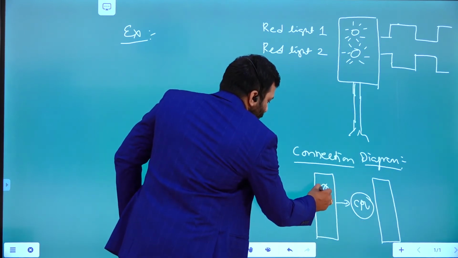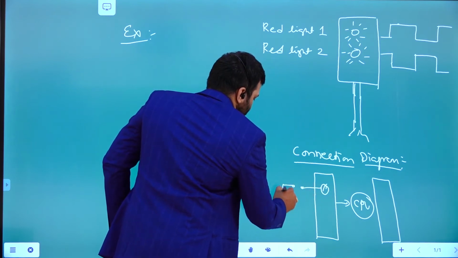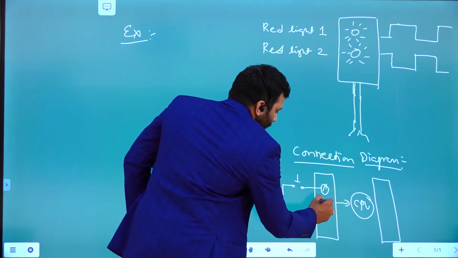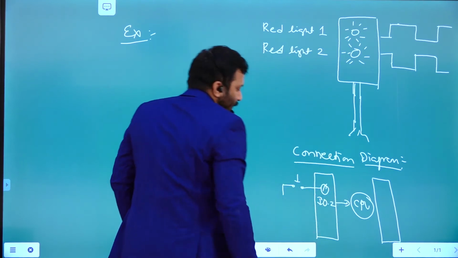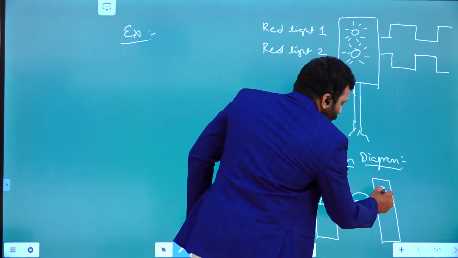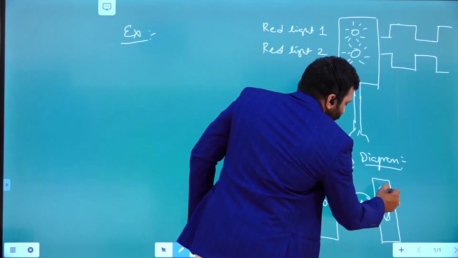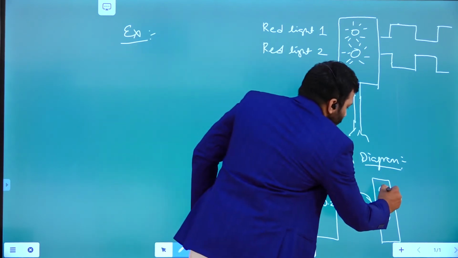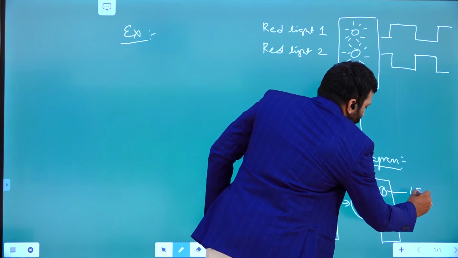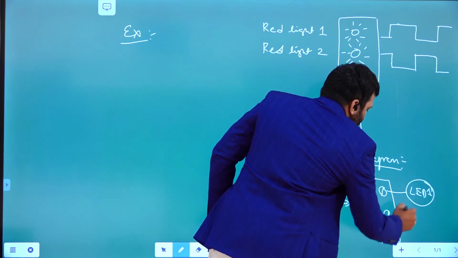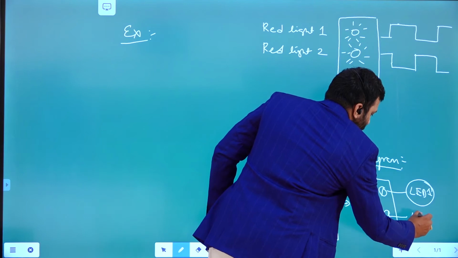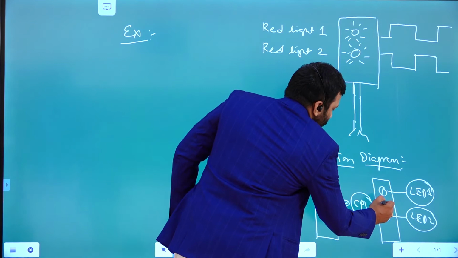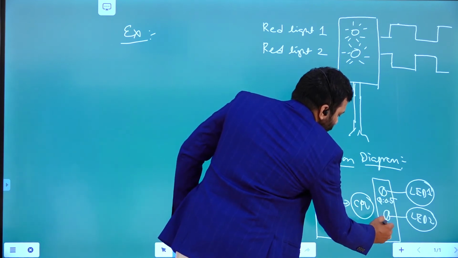For the input module, you are going to connect one switch. This is one push button you are going to connect. Its address may be anything, based on the terminal you consider. And then the output module is there. In the output module also, two output devices we need to connect: LED 1 and LED 2. This is LED 1 and this one is LED 2.